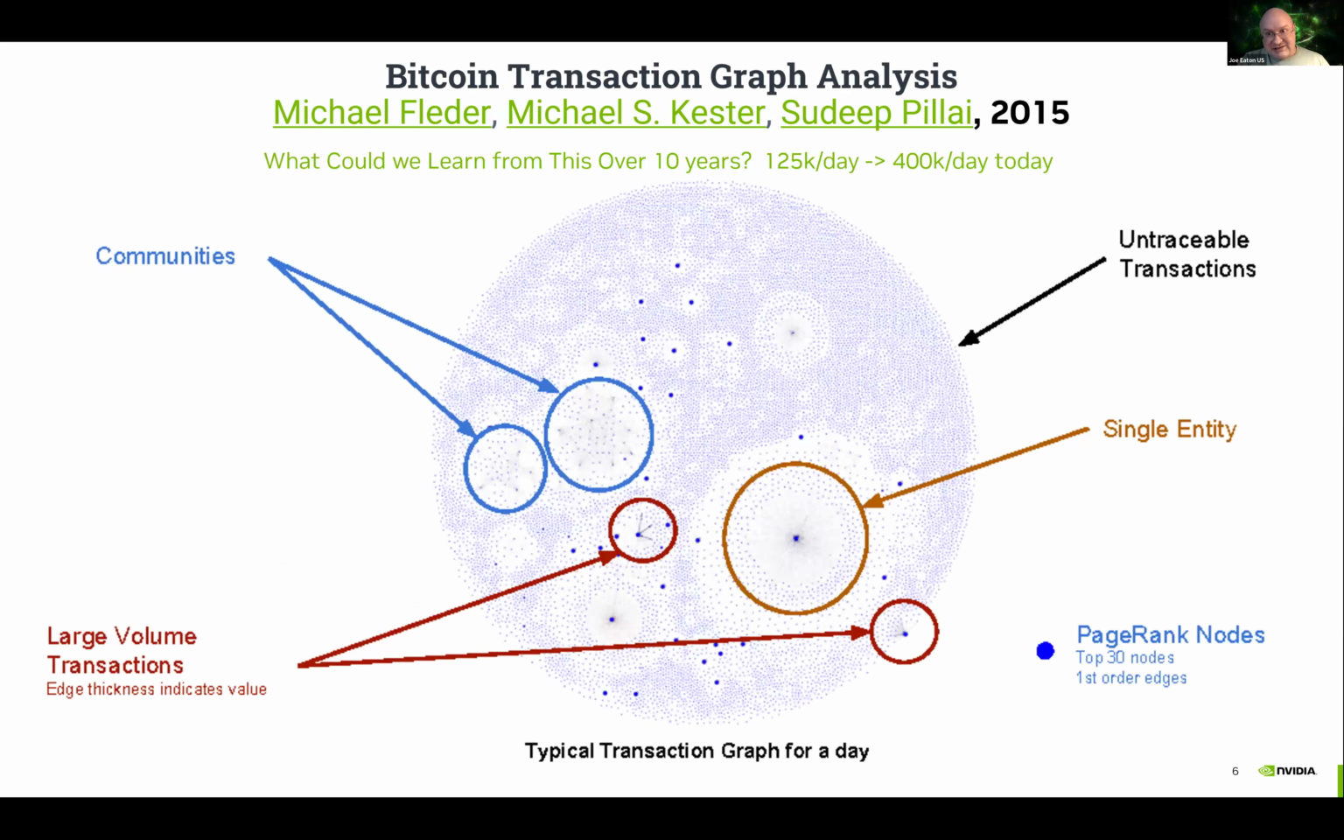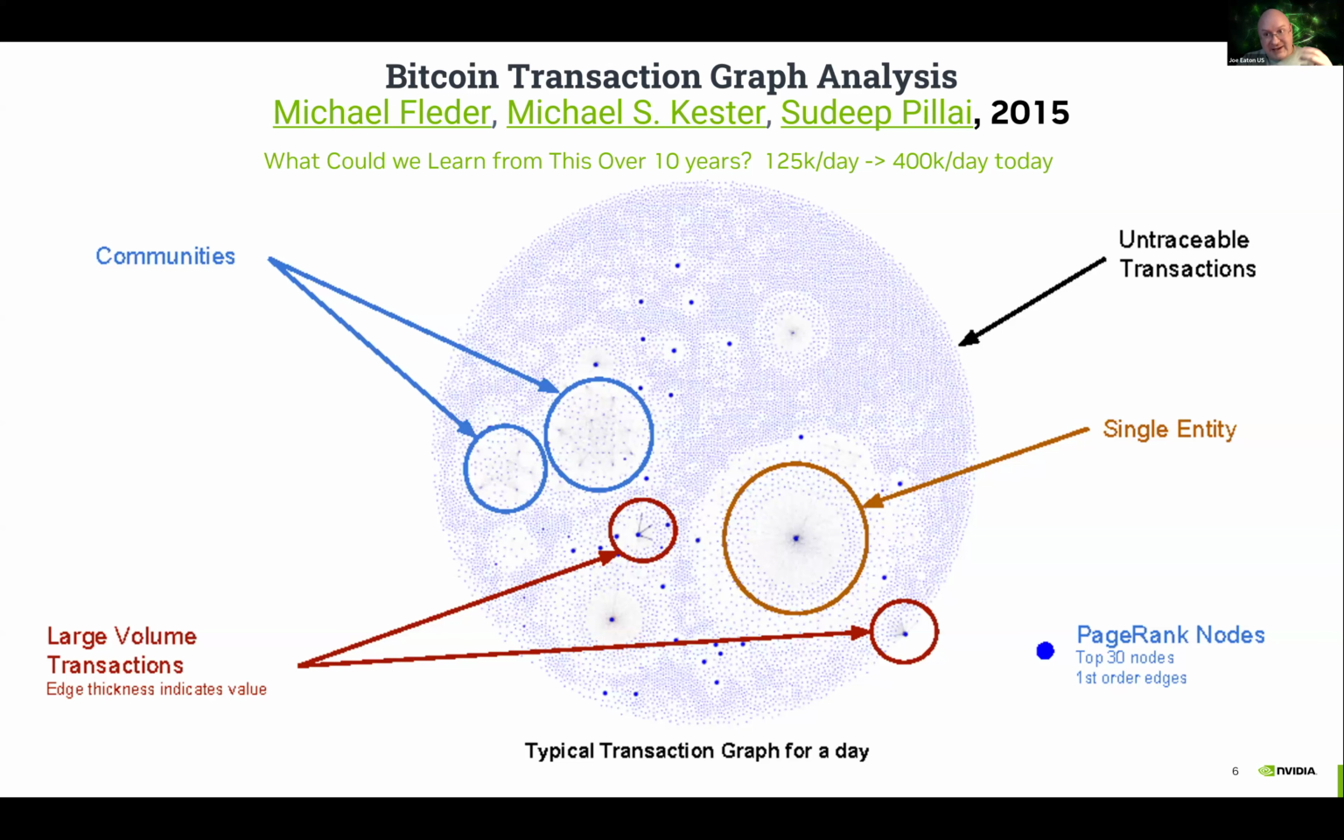The classic example that started a lot of interest in the financial case is the Bitcoin network. This is a paper written in 2015. This image appears in that paper. This was 125,000 transactions a day in 2015. There are about 400,000 transactions on that network today, per day. But even back in 2015, it was obvious what kind of patterns occurred in these transaction graphs.